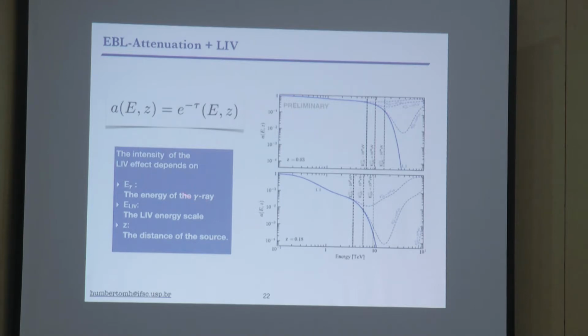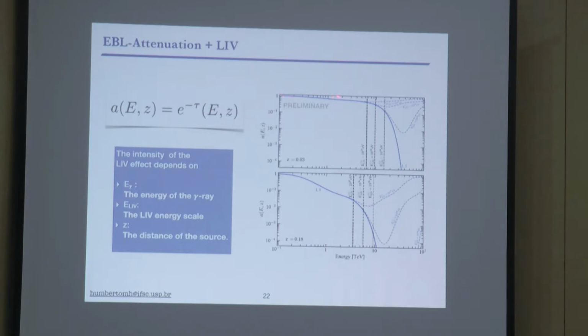And the LIV effect is going to depend on three main things. The energy of the gamma ray, of course, the LIV energy scale, because of the pair production threshold, and the distance to the source, because of the optical depth, which makes sense. So here in this plot, to illustrate what I just told you, there are two scenarios for different redshift, z equals 0.03 and z equals 0.18.